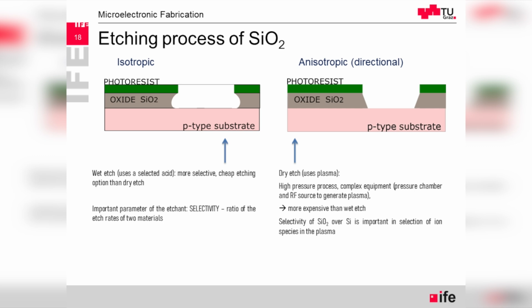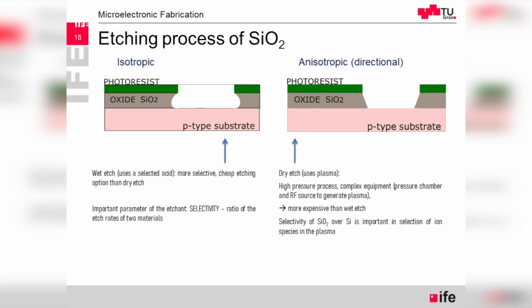If we need to be precise, we use dry etch that is based on plasma. And in that case, we can operate more directionally. Of course, this is more expensive equipment. We have the RF source that generates plasma. We have a pressure chamber applying the gas, and everything that makes it more expensive than the wet etch with liquid chemicals. Nevertheless, similarly, in both cases, what we have is this selectivity.